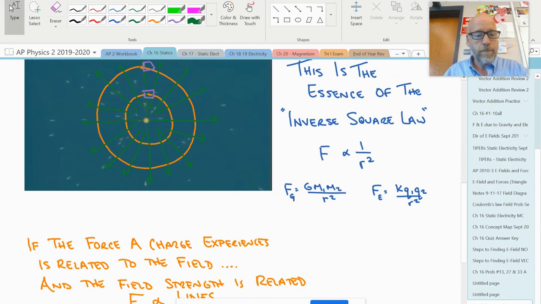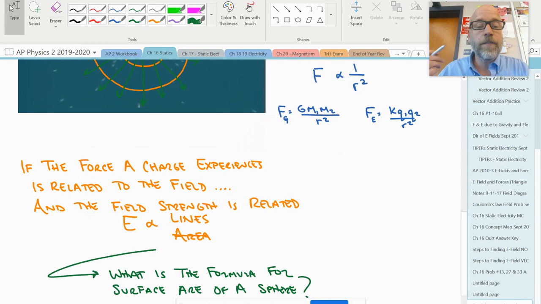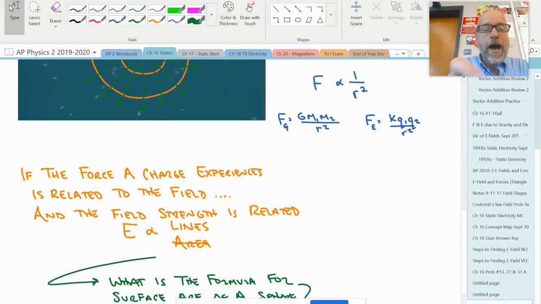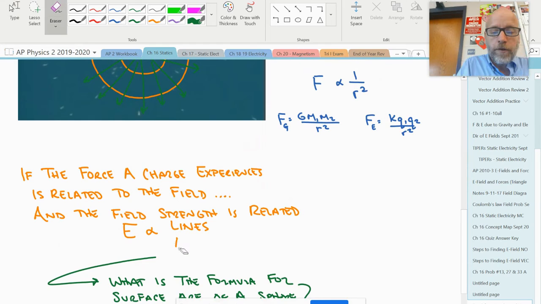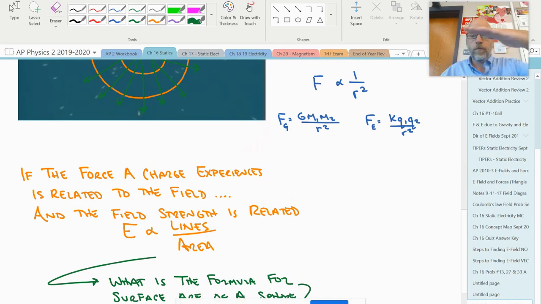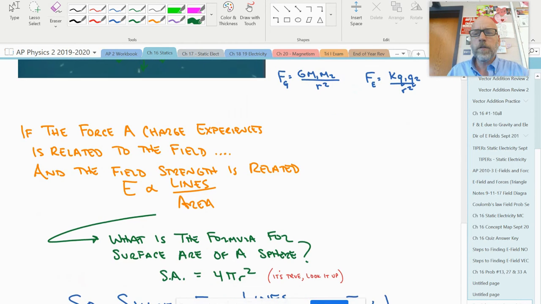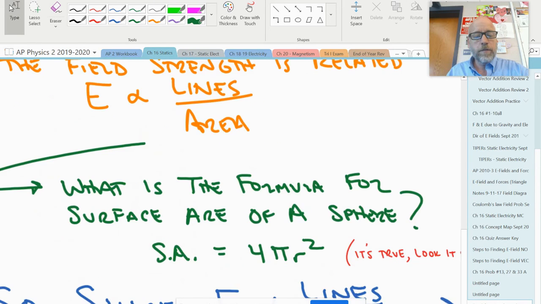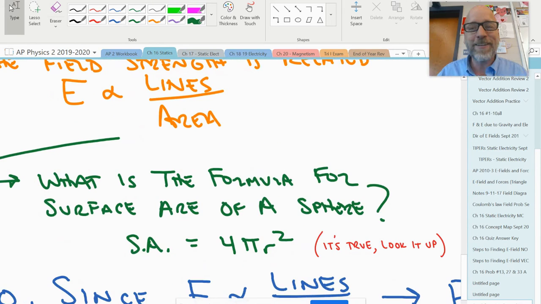If the force a charge experiences is related to the field strength, and the field strength is related to the lines per unit area, I should say the lines per some unit area. So if we picture an area and we picture the lines going through it, that would be the electric field strength, would be the number of lines through that point. But let's think about the formula for a sphere. The formula for a sphere is 4πr². And I know you don't believe me because you're thinking of volume. Volume's 4/3 pi r cubed. The surface area is 4πr².